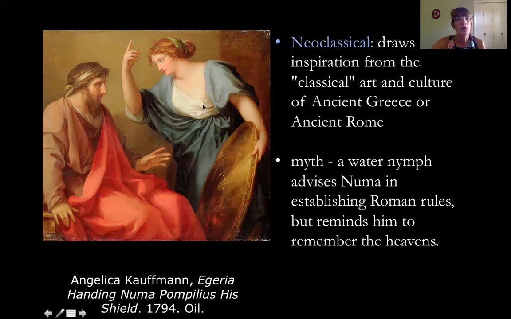You have a water nymph who comes and advises, and of course these look like ancient Roman people as well, advises Numa, who of course is one of the founders of Rome. You see him here. But while she advises him, he's about to establish the rules for the Roman city. And she says, okay, you have a lot of power, but remember the heavens, right? She points up towards the heavens to make sure he's being virtuous in his decisions to make these rules.